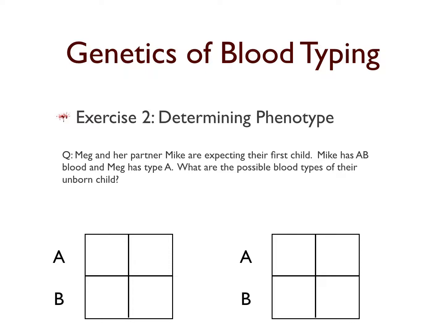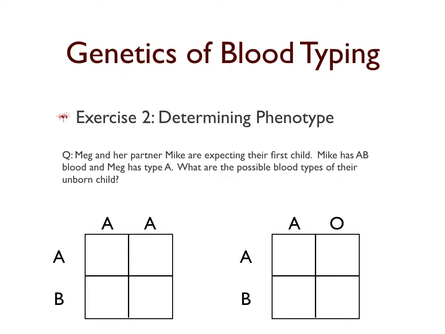Meg has type A blood, which means that her genotype can be one of two things. She can have genotype AA or AO. Both combinations of alleles will produce the same phenotype, which in this case is type A blood. So along the top of one square, we'll write AA, and along the top of our second square, we'll write AO.